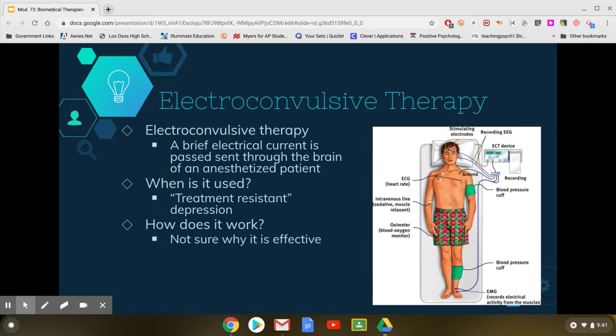Again, very controlled. It doesn't harm the person that is having this done. But what they found is that when doing this, and often the treatment will be done multiple times, sometimes a few days to a week apart, depending on the person. And what this does is almost like resets the brain. And we're not sure exactly why it works, but it tends to be pretty effective, very effective for a lot of people.